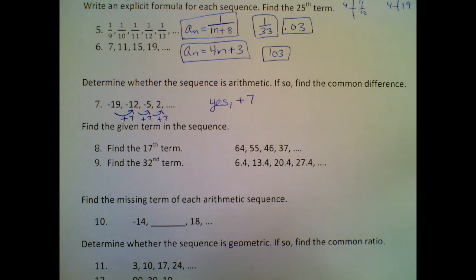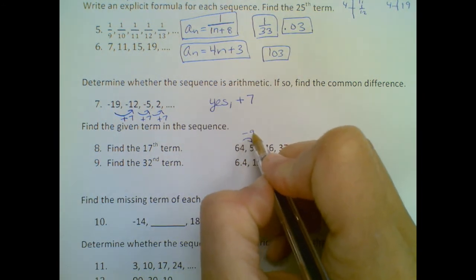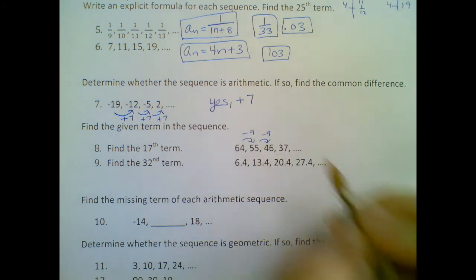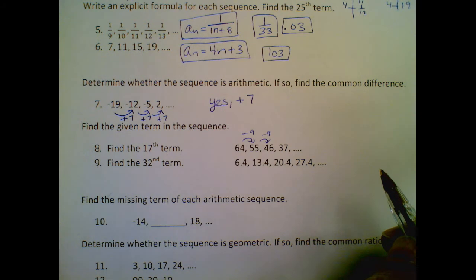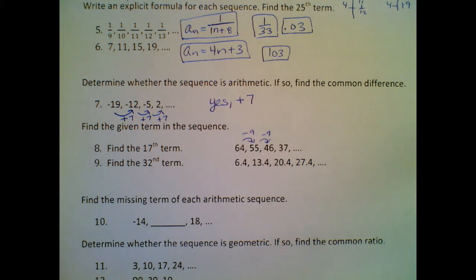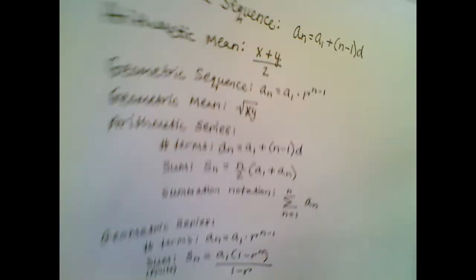Alrighty, for 8 and 9, they want us to find the given term in the sequence. So for the first one, they are subtracting 9 each time. So since they're adding or subtracting by the same number each time, then it is arithmetic. So on our formula sheet, we're going to go to arithmetic sequence, and we want to use that first formula.